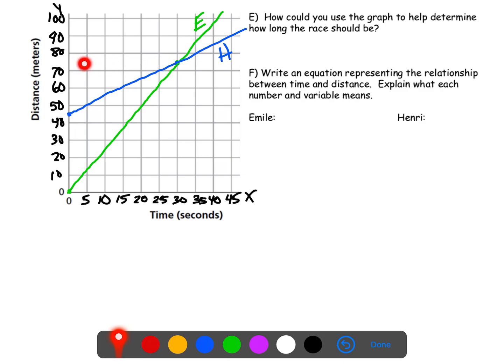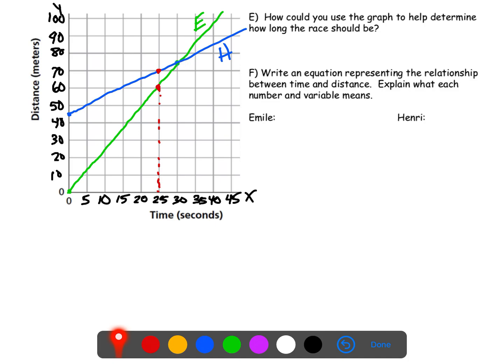At this point, Henry has gone a greater distance from the start than Emil has. So if we looked at 25 seconds, here it would intersect with Emil and here with Henry. That would put them at about, and this might not be exact, Emil about 60 meters from the starting point, and Henry about 70 meters from the starting point. So he's still ahead of him by about 10 meters in the race, as Emil is starting to catch up to where they get to the same distance side by side here.